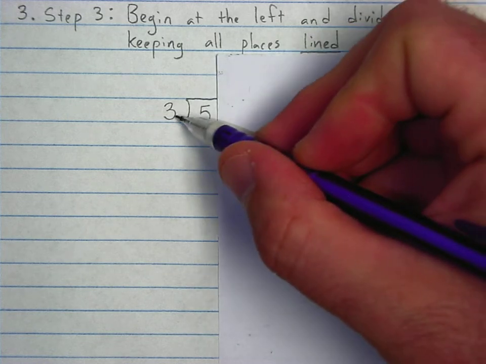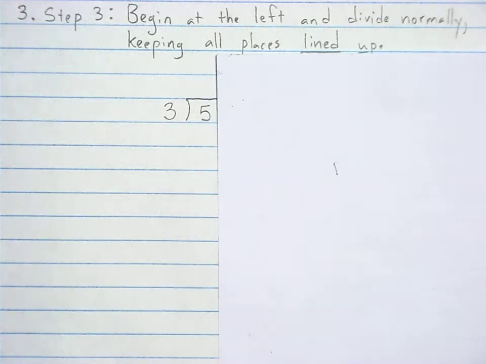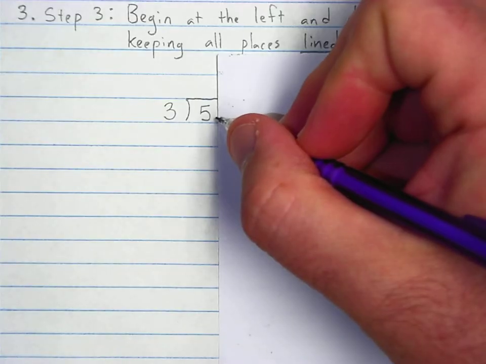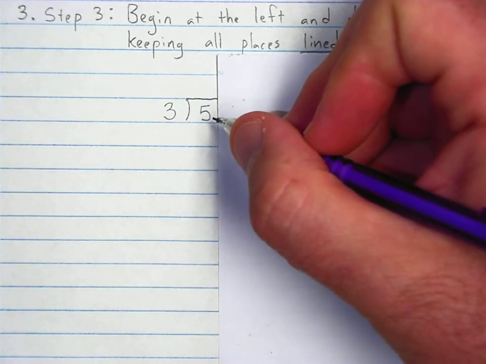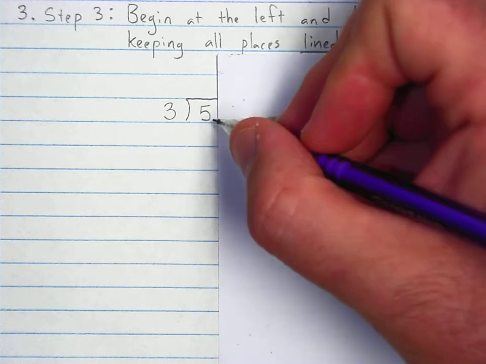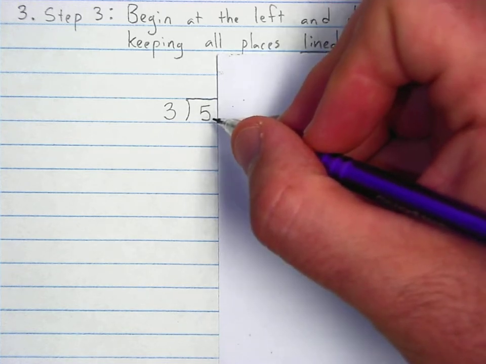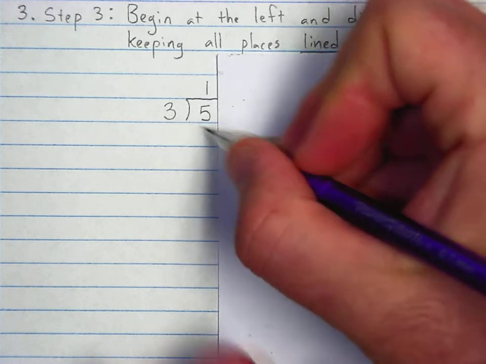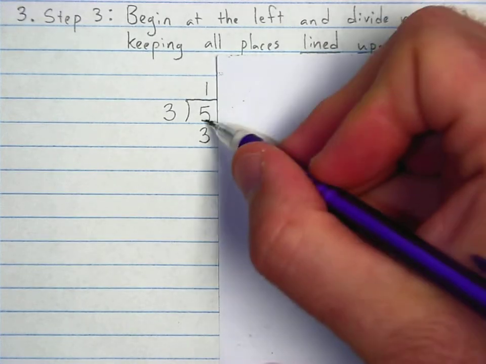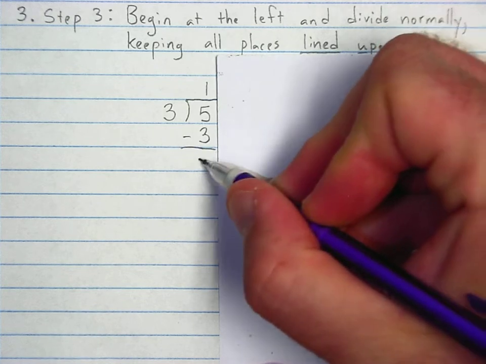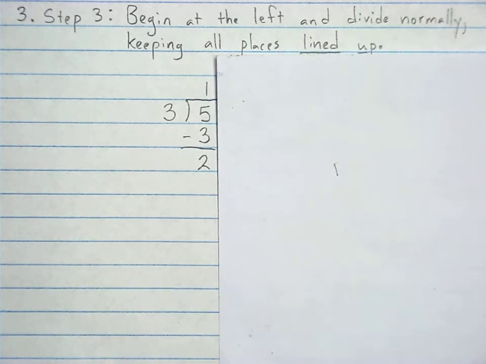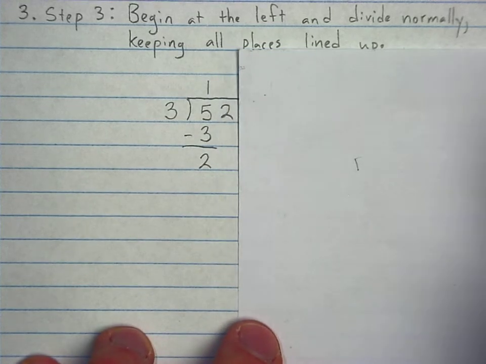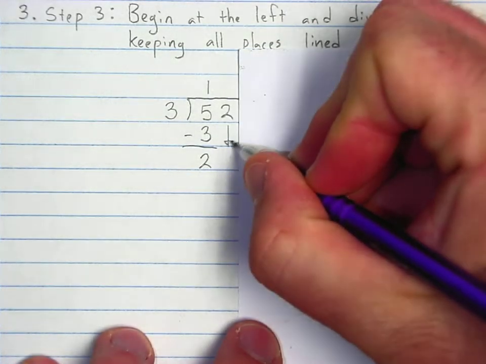Well, 5 is bigger than 3. 3 will go into 5, so I don't have to put a 0 here. I can actually put the number of times it'll go in. 3 times 1 is 3. 3 times 2 is 6. That's too big. So it'll only go in one time. 1 times 3 is 3. 5 minus 3 is 2. All right. Slide over. Drop down.